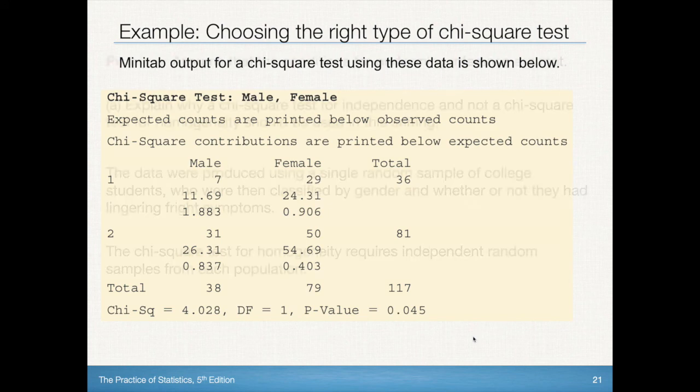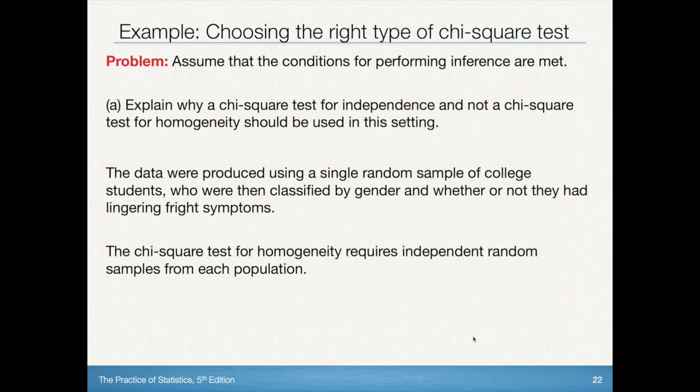If the question is asked, why independence and not homogeneity, go back to the discussion of the data again. It was a single random sample of college students as opposed to random samples from multiple populations.